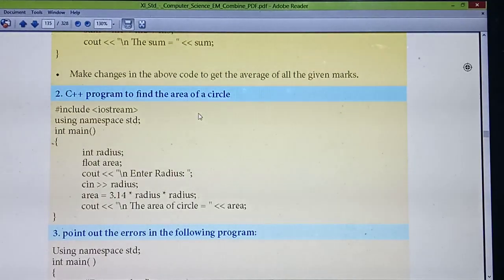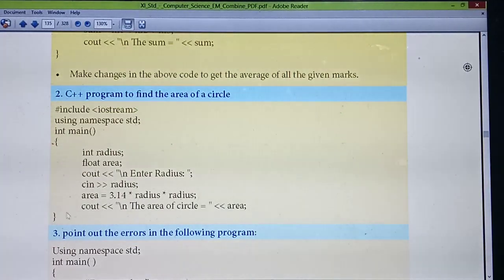This is the next program: program to find the area of a circle. You are going to find the area of a circle. What's the formula for the area of a circle? Pi r square. Understand? So what's the first step? You should write the header file, then using namespace std, then the main function, then the opening brace and closing brace. This is common for all programs.